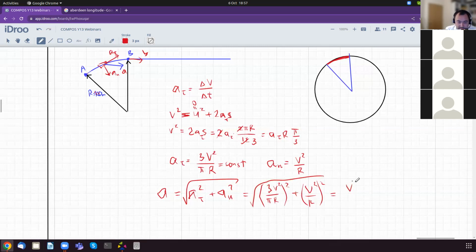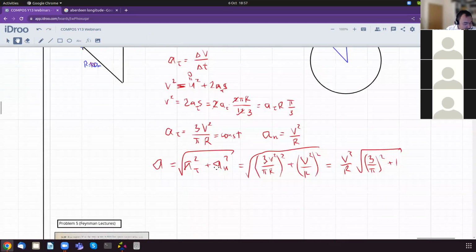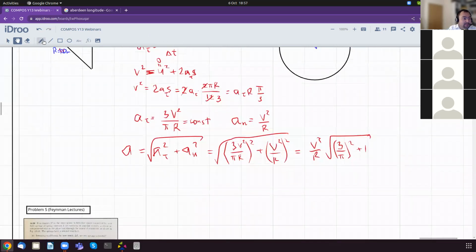And it's v squared over r, square root of (3 over pi) squared plus 1. Simplify that. And we know that the maximum acceleration is mu g. We know this from the previous result, mu g. We know that this has to be less than or equal to mu g, because the tires are the only thing causing the car to accelerate.